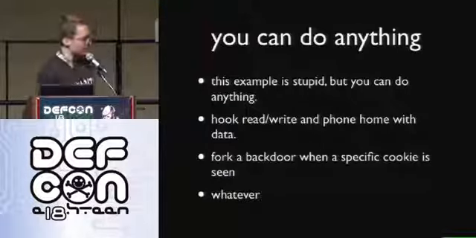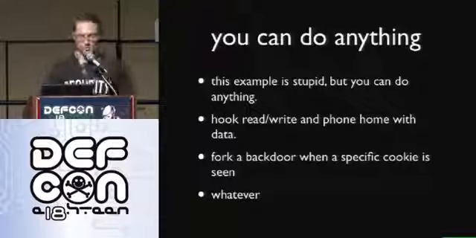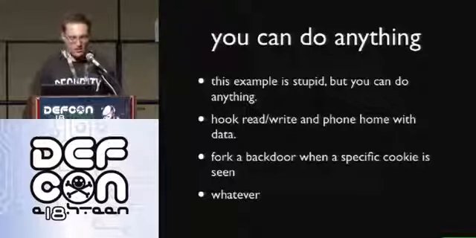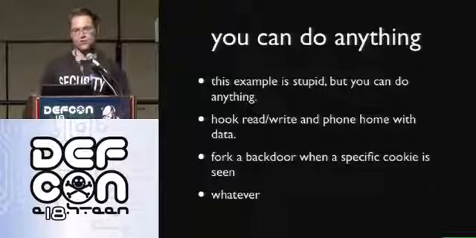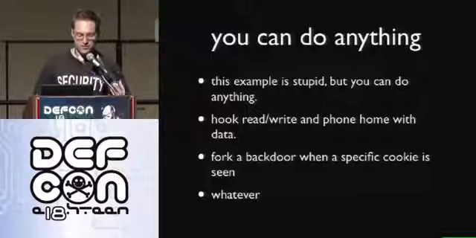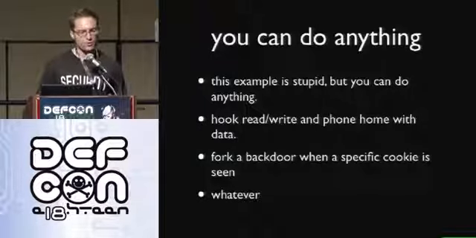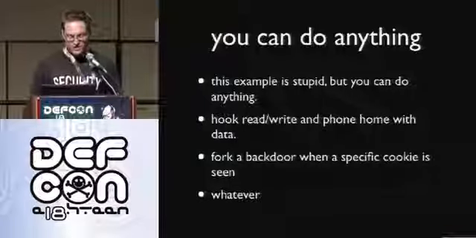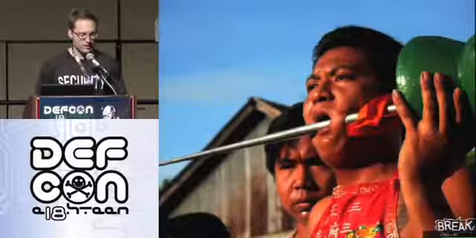So anyway, this example is stupid, but the whole point is just a proof of concept. You can do anything, right? Like you could hook read and write and just phone home with all the data coming in or leaving the application. You can fork a backdoor when you see a specific cookie. You can do whatever you want. But the shitty thing is that we have to social engineer, and that's kind of a problem.